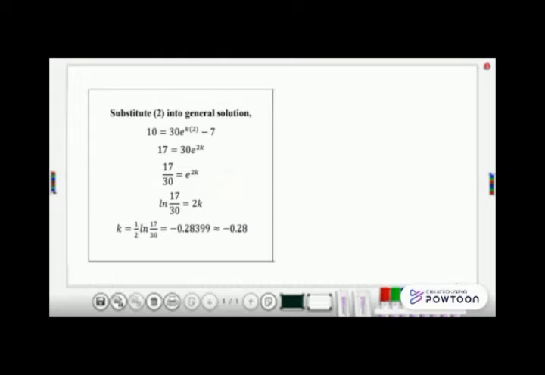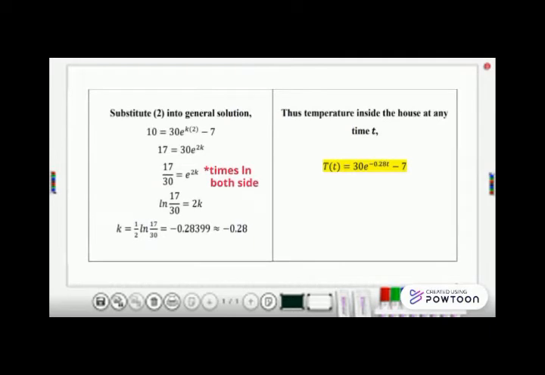In order to solve the exponential, we just need to take ln of both sides, and then we will have ln of 17 over 30 equal to 2k. And then divide both sides by 2 and substitute the value, and using a calculator, we will have the value for constant k, which is approximately negative 0.28. Thus, the temperature inside the house at any time t is T equal to 30 times exponent of negative 0.28t minus 7. This is also known as the particular solution.